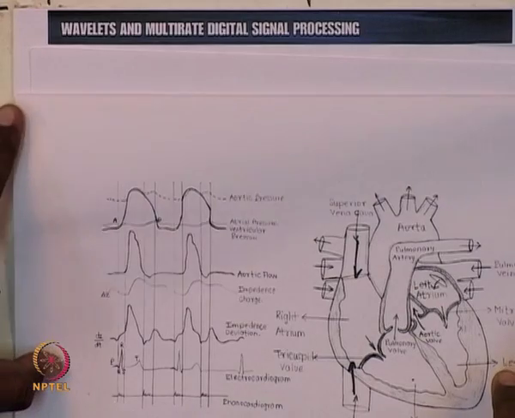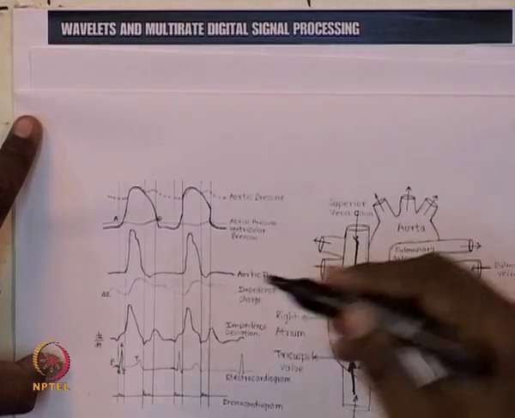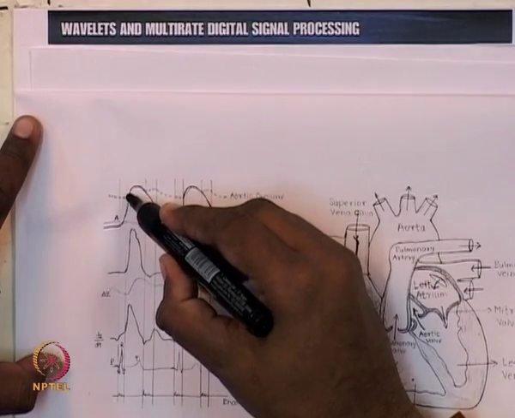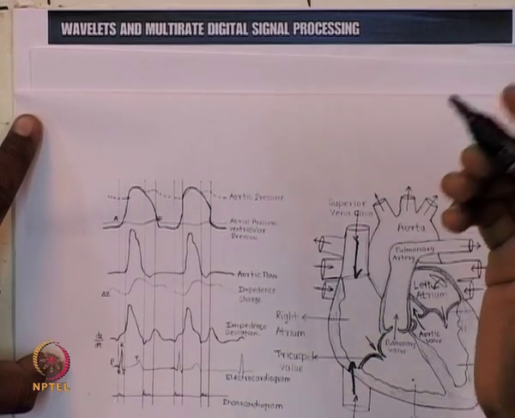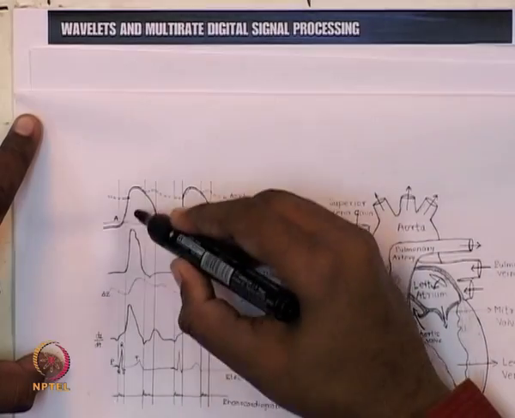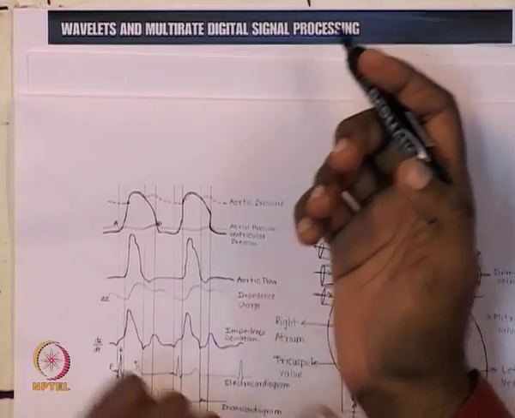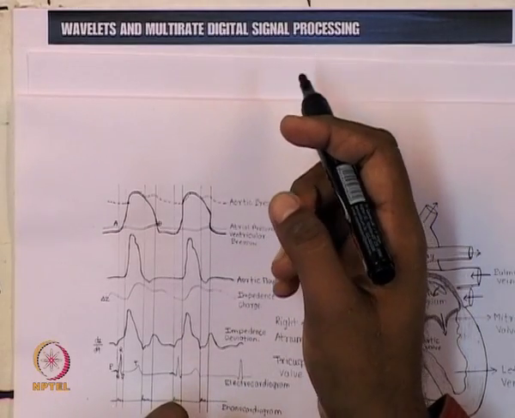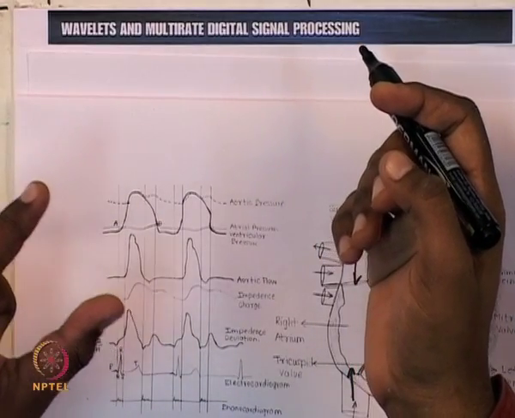Now, the next waveform is aortic flow. As you can see, this particular point is the point at which the aortic valves, the semilunar valves, are opening, and at this moment blood flow to the aorta starts and it will be a pulsatile flow. If you try at your radial artery or some particular points, you can feel the pulsatile flow of the blood.